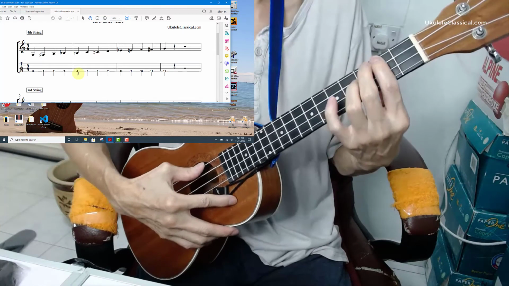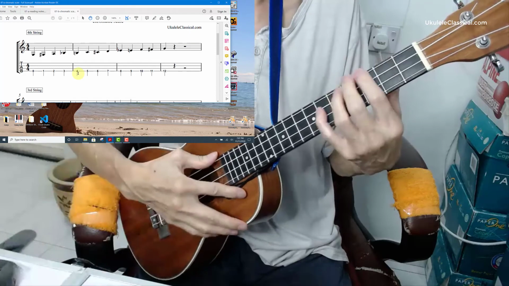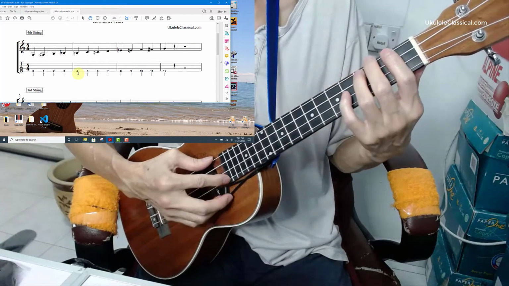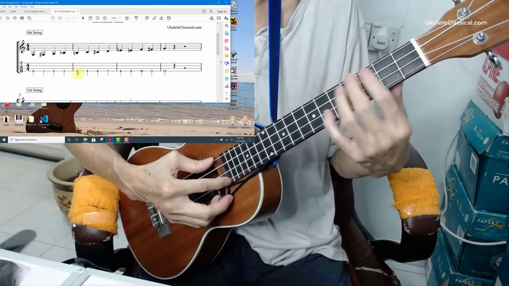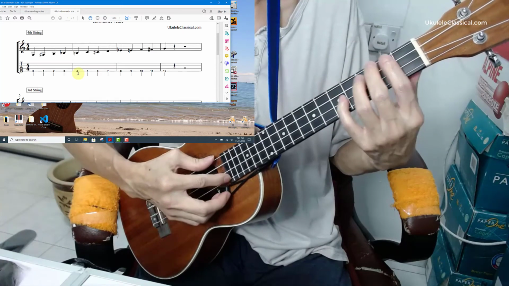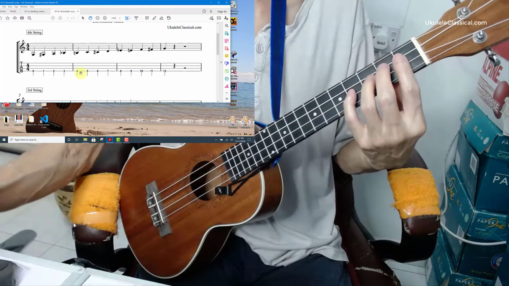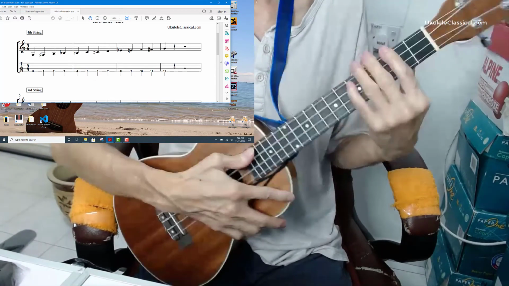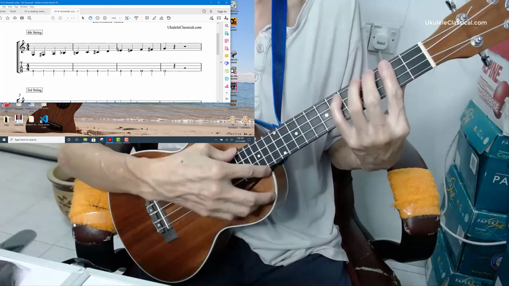Okay, so that is how it works in music notation, but you don't really have to memorize all this. I'm just giving you this explanation for completion purposes. So if you don't understand this, it is quite okay. You can still play the ukulele, classical ukulele, without understanding all these things.